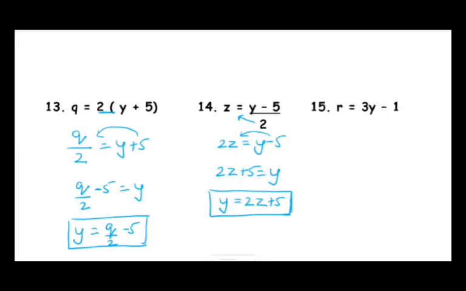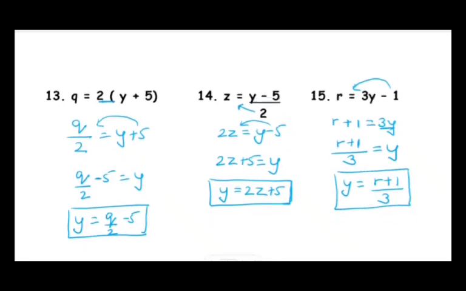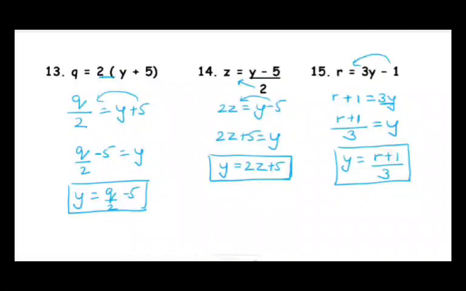R is equal to 3y minus 1. So R plus 1, the 1 shifts with the sign, is equal to 3y. Separating 3 from y, division, symbolizing division, goes in the denominator. Y is equal to R plus 1 upon 3. Good going till now, children?